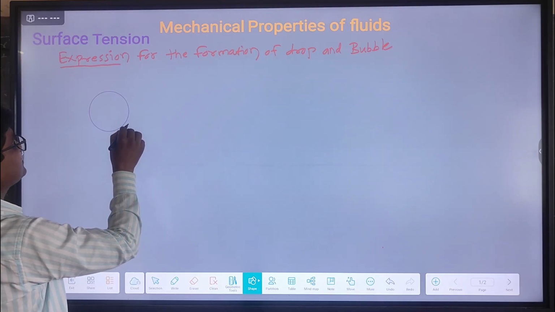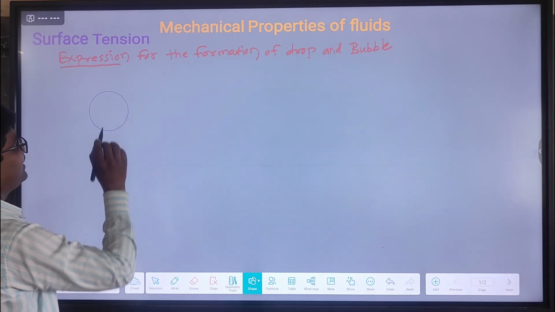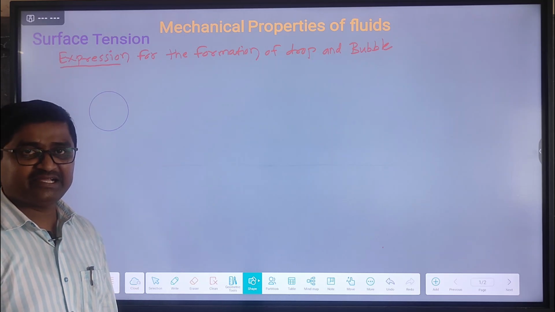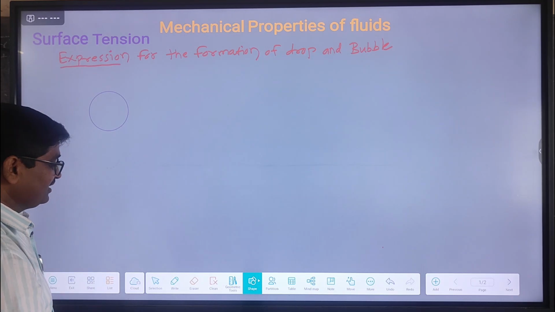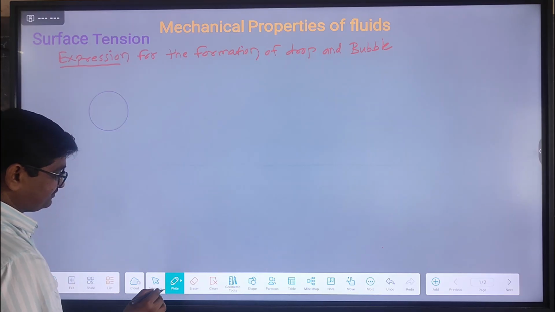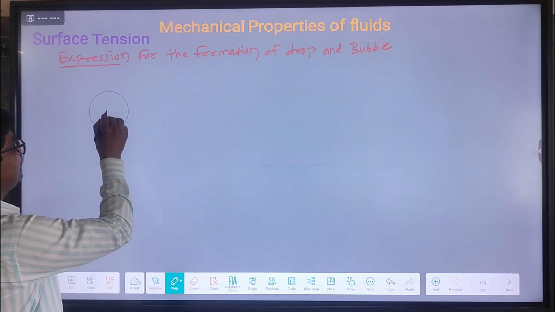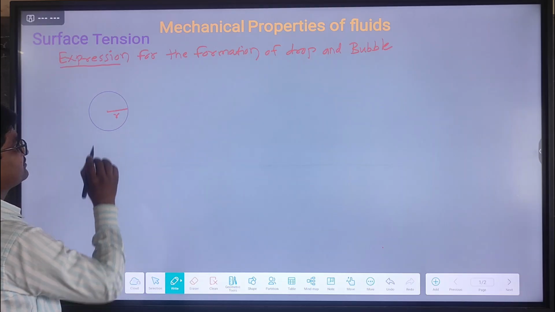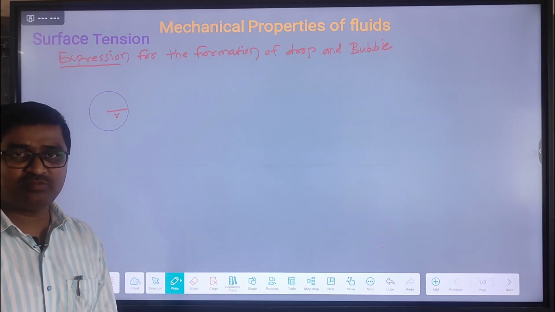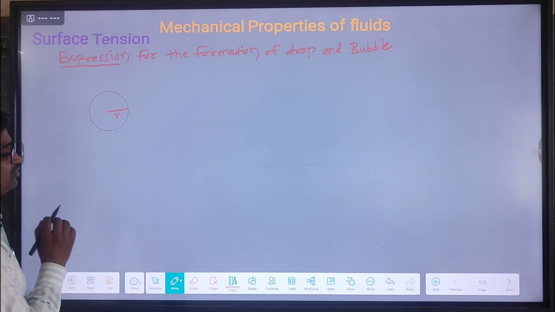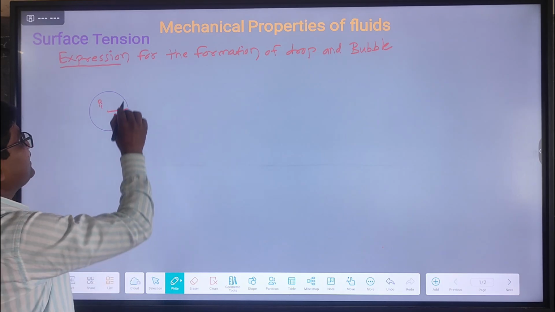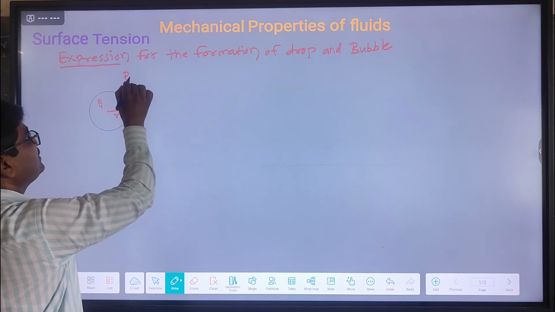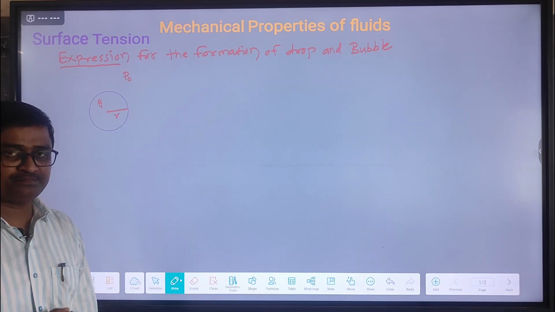Initially we will discuss the formation of drop, and after that we will discuss bubble. So let's imagine that this is a drop of water, whose radius will be denoted by R. This is the center, and R is the radius of the drop. The total pressure inside the drop is denoted by Pi. Pi is the inside pressure, and PO is the outside pressure of the drop.